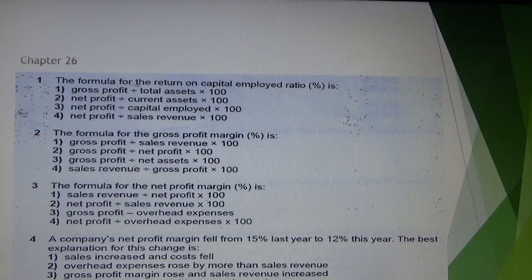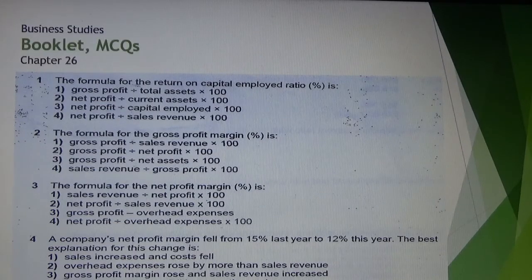Now we have the MCQs from the booklet. Let's take note of our answers. MCQ number 1. The formula for the return on capital employed ratio is here. Number 3. And for question number 2, the formula for the gross profit margin in percent is here. Number 3, the formula for the net profit margin in percent is here.